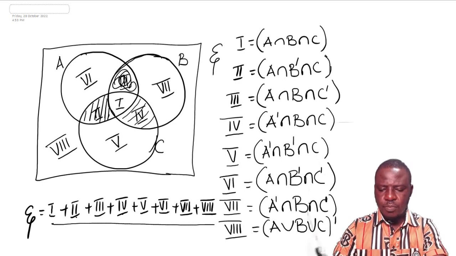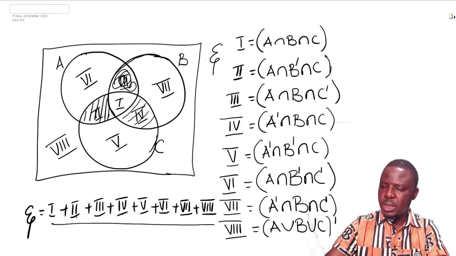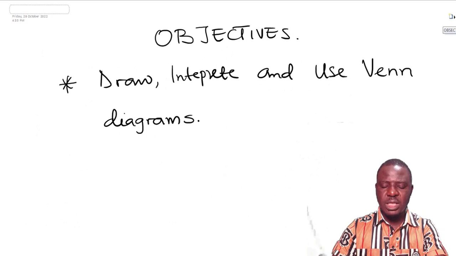Okay, so that brings us to the end of today's class. In today's class, we have learned how to draw and interpret the different regions in a Venn diagram. In our next class, we shall see how we can use Venn diagrams in solving word problems.